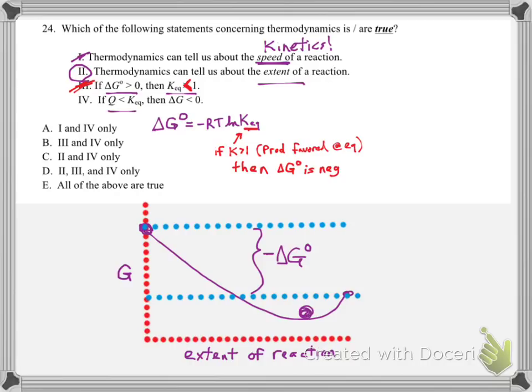If Q is less than KEQ, then delta G is negative. So if Q, the product-to-reactant ratio that we have, is less than K, the product-to-reactant ratio that the reaction is eventually going to settle at, then indeed the reaction will move spontaneously forward, which means delta G would be negative. So I like this one too. So 2 and 4 only are true.